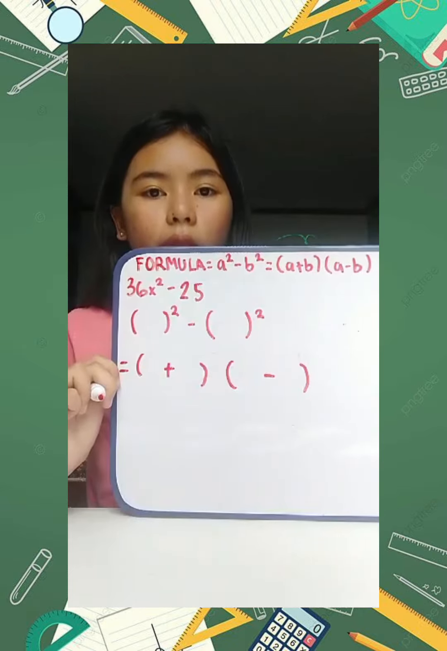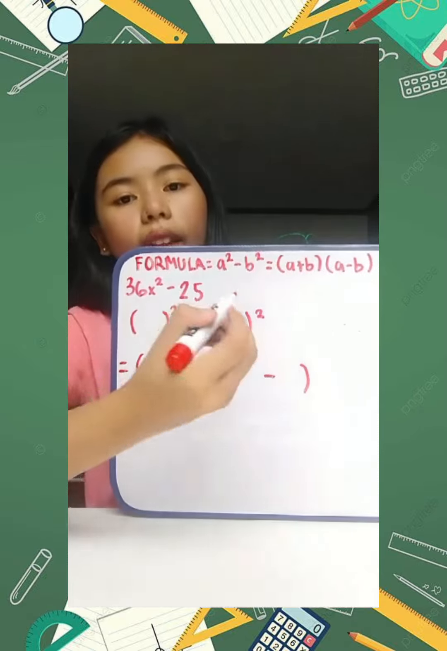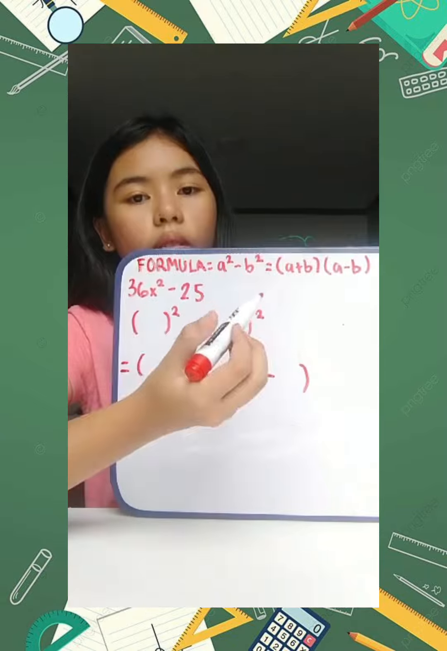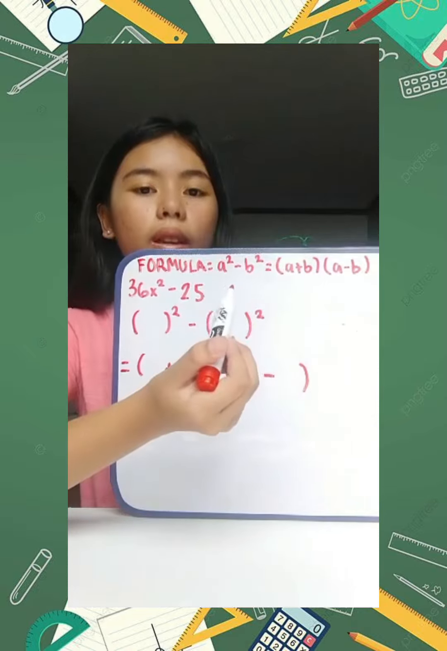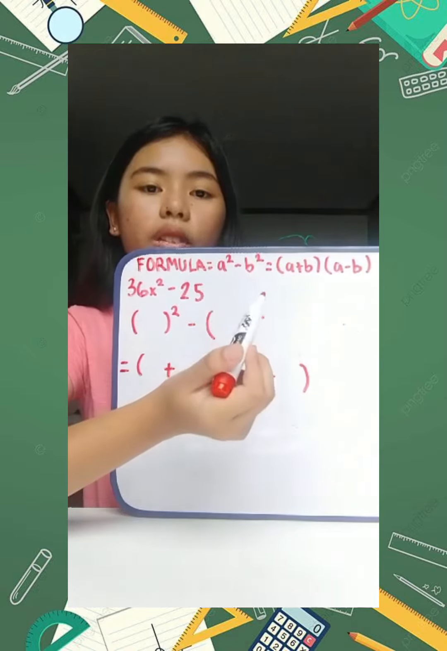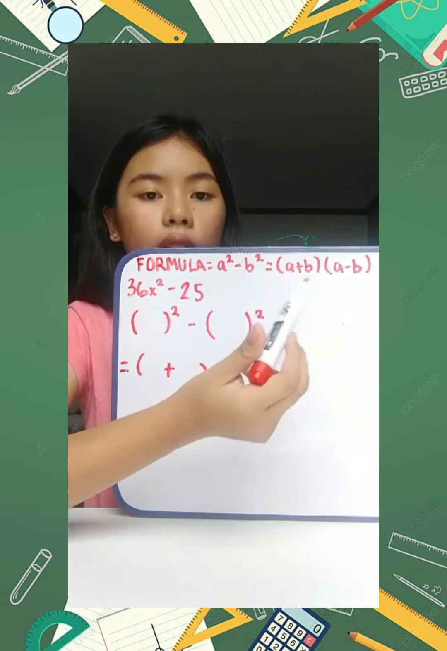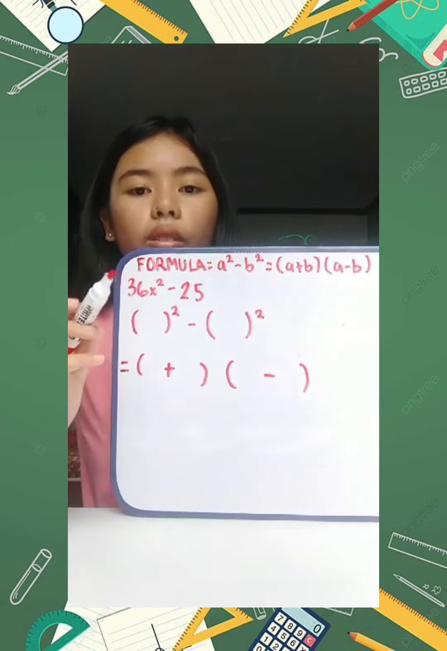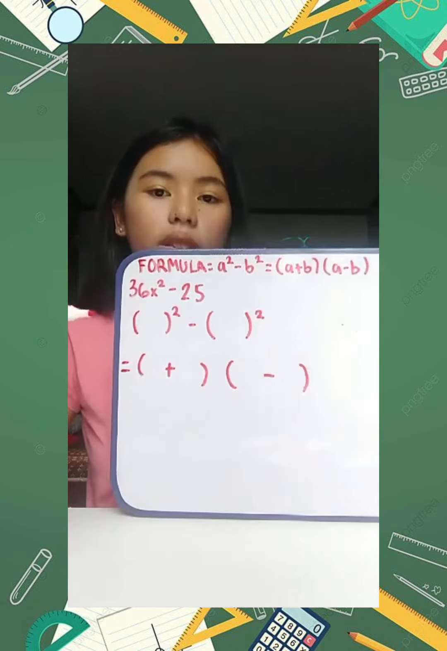Next is the difference of two squares. In difference of two squares, we will follow this formula: a squared minus b squared is equal to a plus b, a minus b. The a squared represents the first term. The b squared represents the second term. The a and b here are the square roots of the first and second term. Now let us solve this.